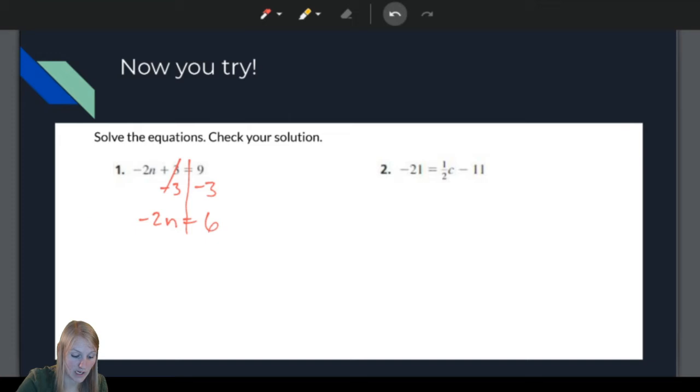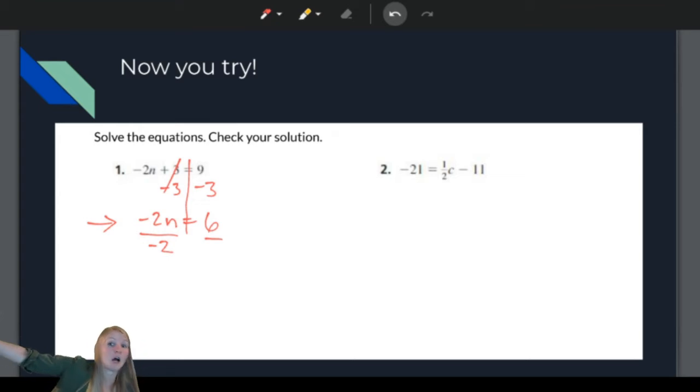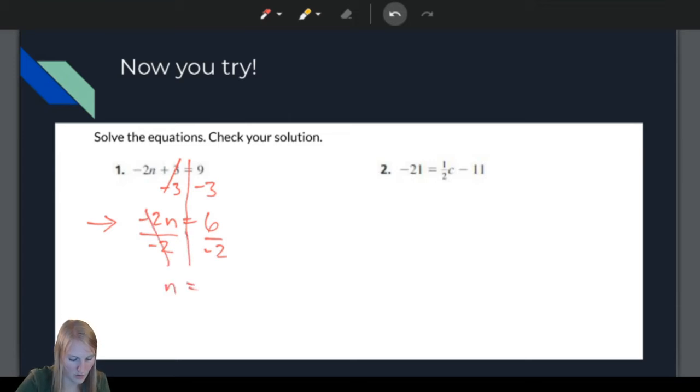And now I look at this equation. I have negative 2 times n. So the opposite of times is to divide. And if I do it to one side, you gotta do it to the other. So I'll divide by negative 2 over here. These go away and I get n is equal to 6 divided by negative 2 is negative 3. Yep, positive 6, negative 2 gives me a negative.